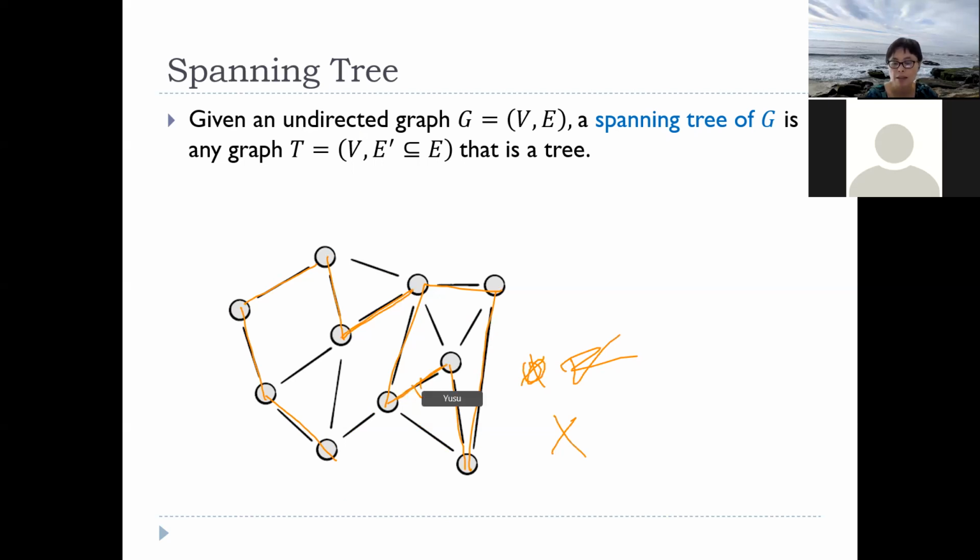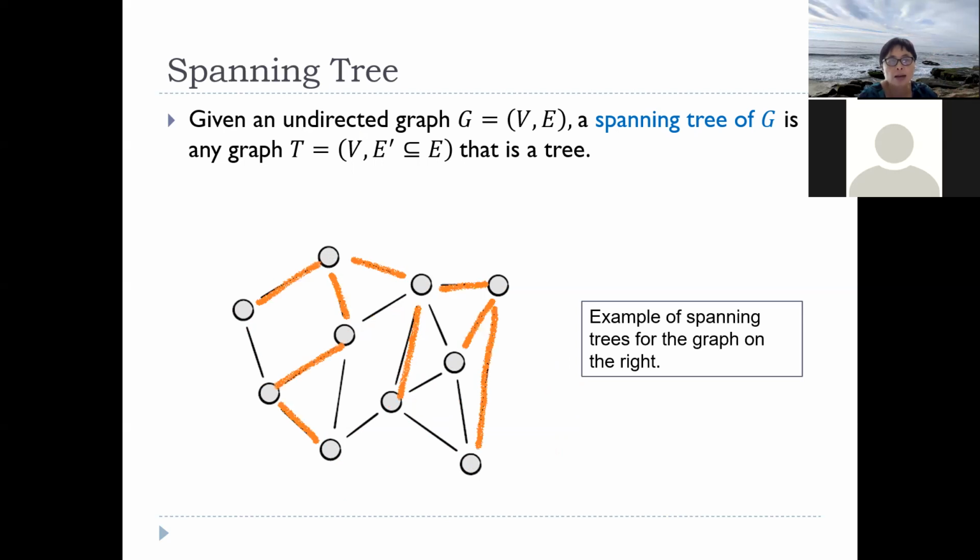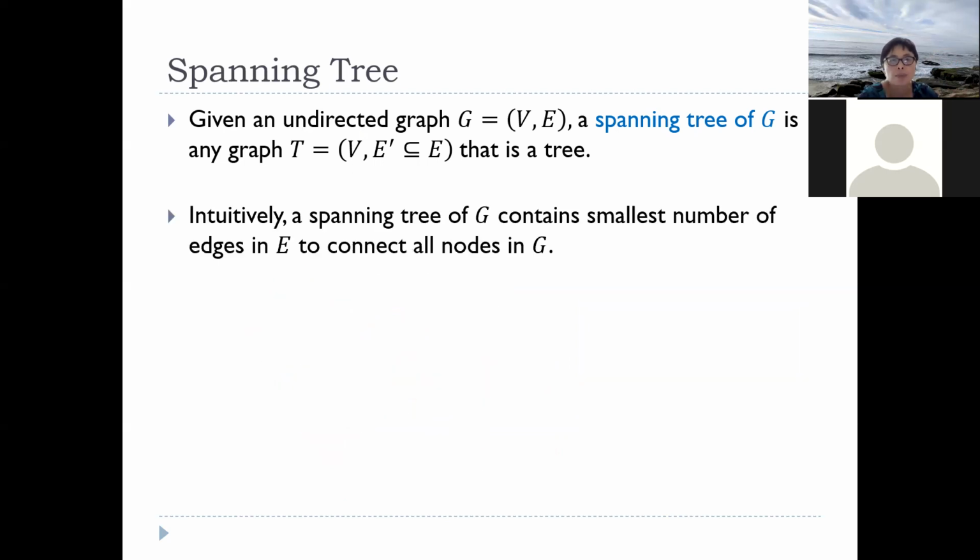All right. So one way to think of a spanning tree is that you give me this graph, and I'm now going to use a subset of the edges, a minimal set of edges, to still connect all the graph nodes. So that's the intuition of a spanning tree. Here's another spanning tree example. As I just said, intuitively a spanning tree of G contains the smallest possible number of edges in E, in your input graph, in order to connect all nodes in G.